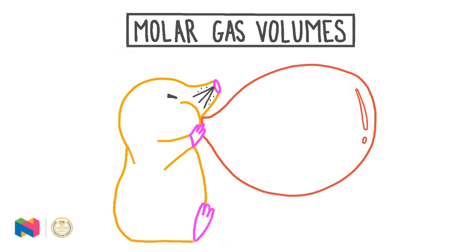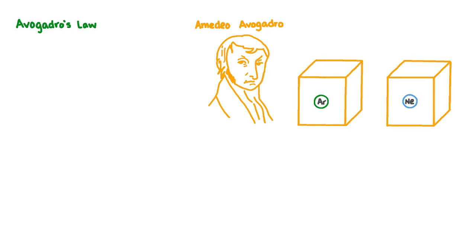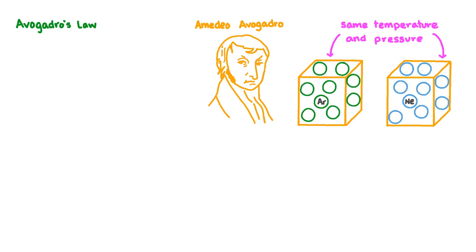In this video, we will learn how to use molar gas volume under standard conditions to calculate the volume and number of moles of a gas. In 1811, Italian scientist Amedeo Avogadro hypothesized that gases of equal volume at the same temperature and pressure contain the same number of gas particles. This hypothesis is the basis for what we call Avogadro's law.